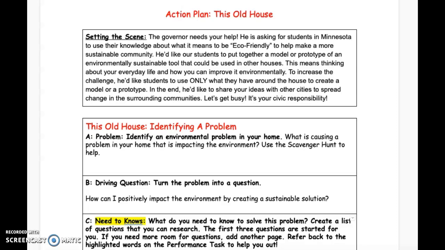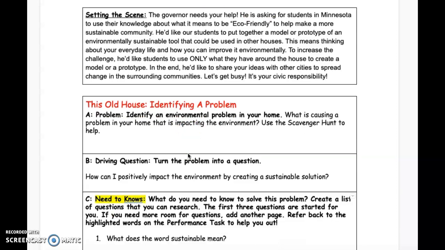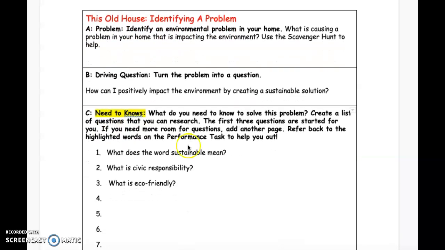All right, let's look at the action plan for this old house. By now, you've already set the scene, so you're aware that the governor has asked the students to put together a model or prototype of an environmentally sustainable tool that could be used in other houses. So where do we begin? Let's start by identifying the problem.